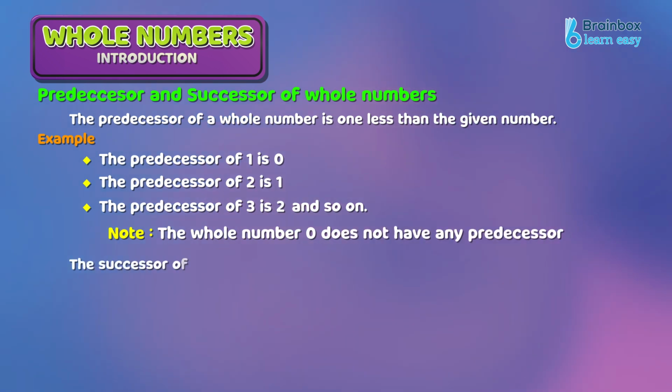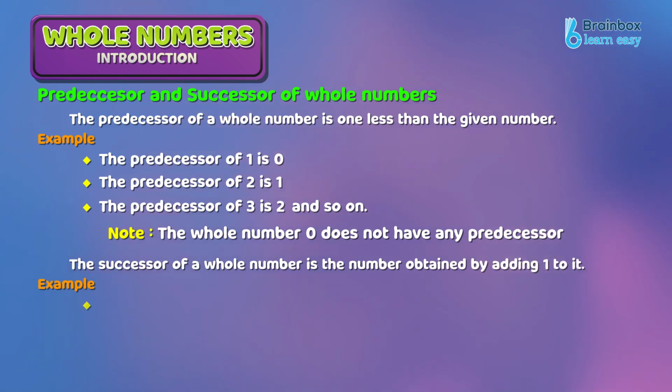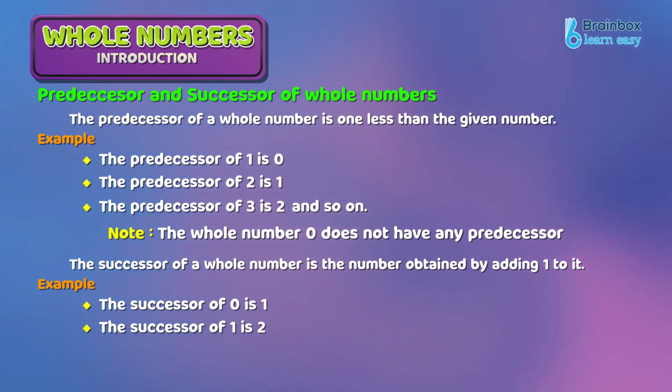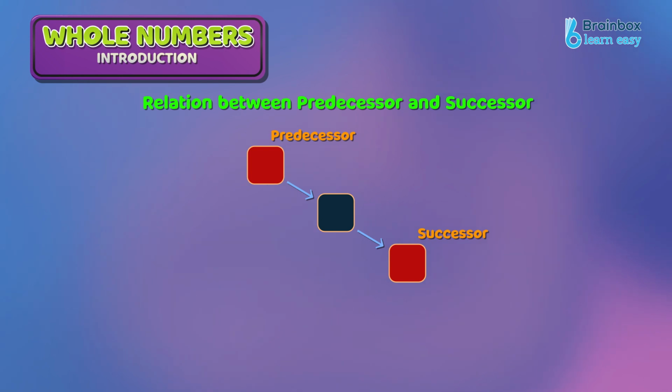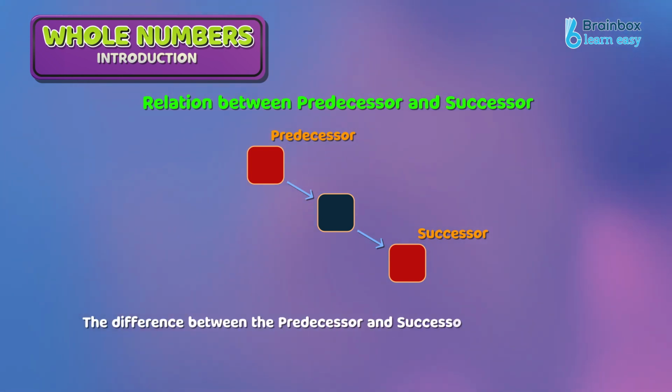The successor of a whole number is a number obtained by adding 1 to it. Successor of 0 is 1, successor of 1 is 2, successor of 2 is 3 and so on. The relationship between successor and predecessor can be very clearly seen through this diagram. The difference between the predecessor and successor of a number is 2.